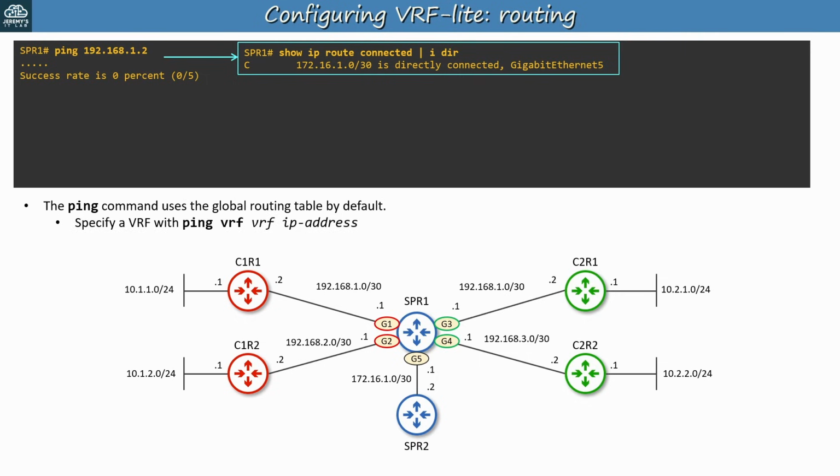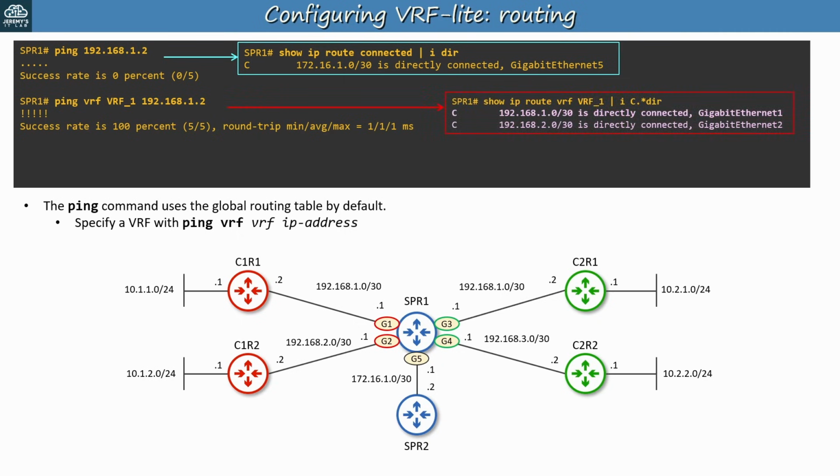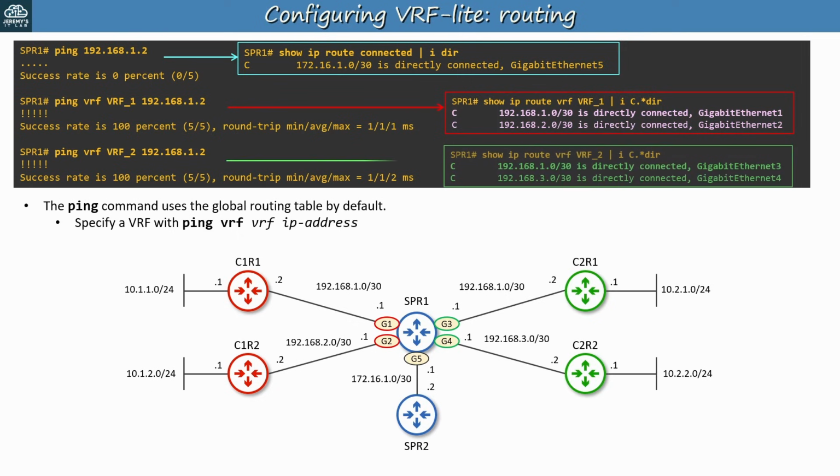Instead, I should specify a VRF with ping VRF, followed by the VRF name and the IP address. Here I did ping VRF VRF1, 192.168.1.2, and the ping worked. That's because VRF1's routing table has a connected entry for 192.168.1.0/30 via G1. So the pings went to C1R1, which is connected to G1. I then did the same for VRF2, and it worked again. VRF2's routing table has a connected entry via G3, so this time the pings went to C2R1. So we've confirmed basic connectivity here.